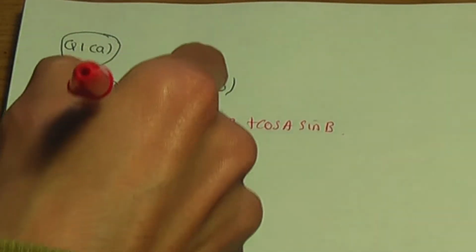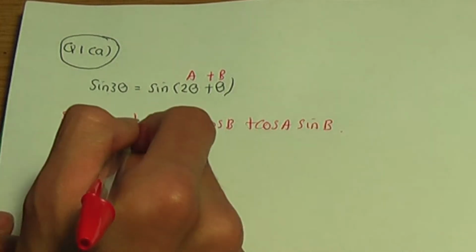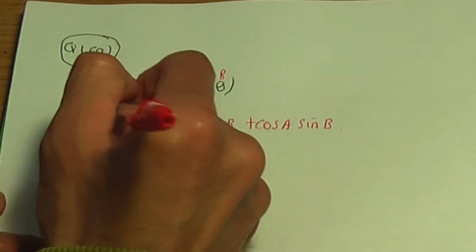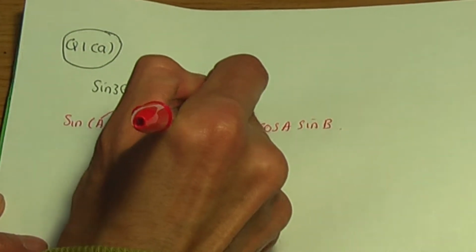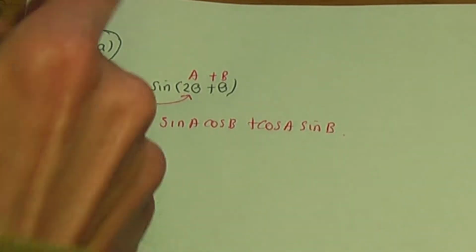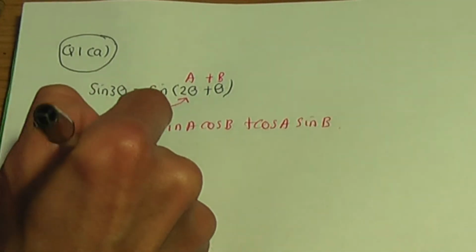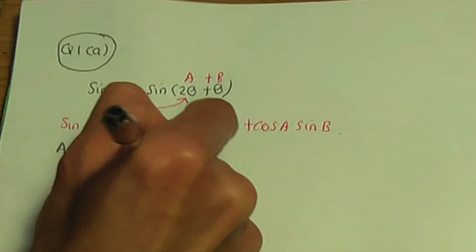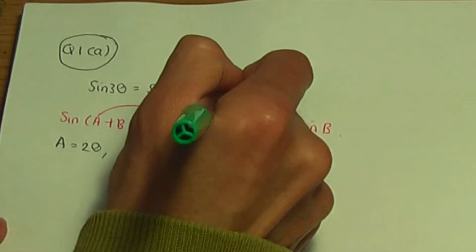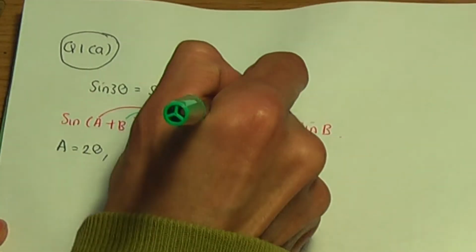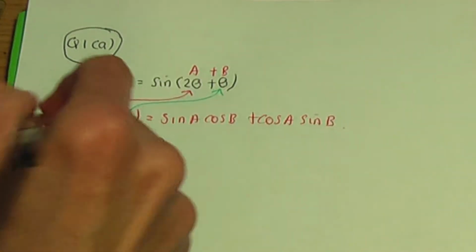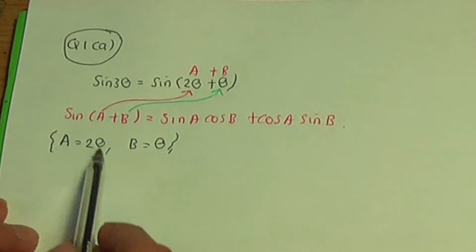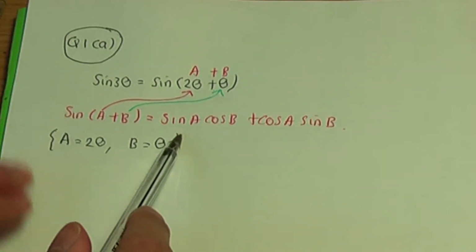So let's figure out what A and B are with regard to this formula. Now, A by comparison is 2 theta. So let me make a note. A is 2 theta. And B by comparison is theta. So B being theta. So this is A and B for the formula.